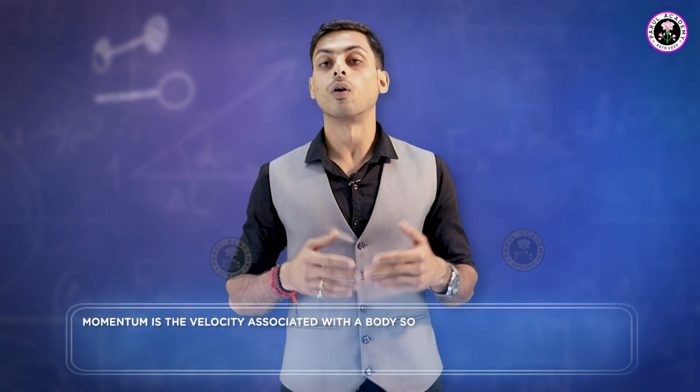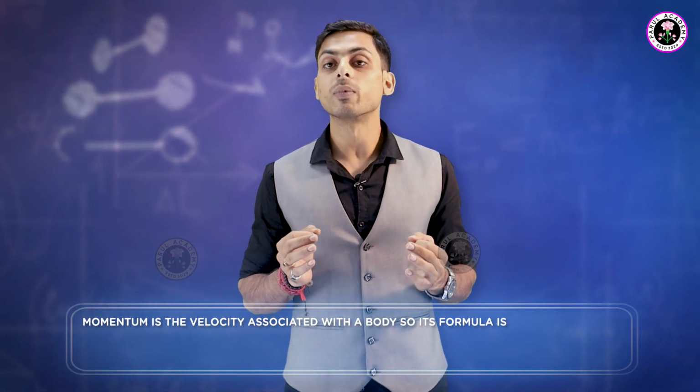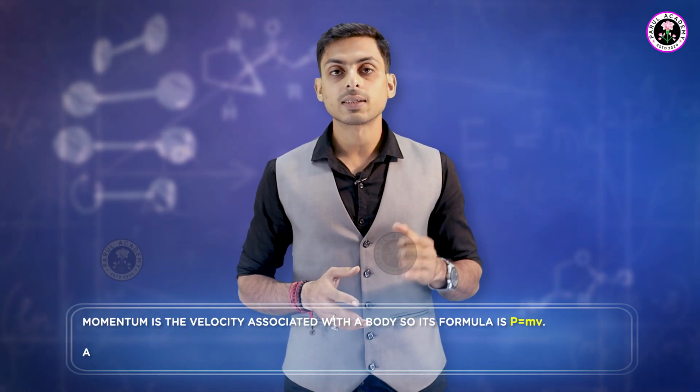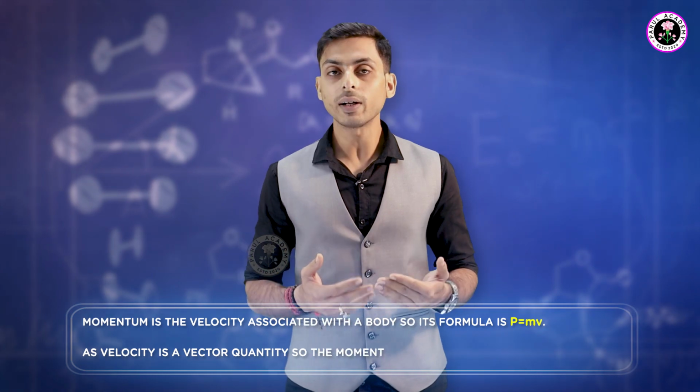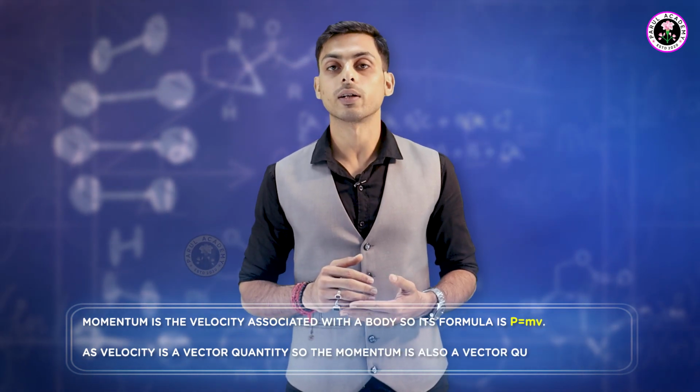Now we come to the concept of momentum and impulse. Number 1, momentum. Momentum is the quantity of motion associated with a body, so its formula is p equals m into v. As velocity is a vector quantity, momentum is also a vector quantity.